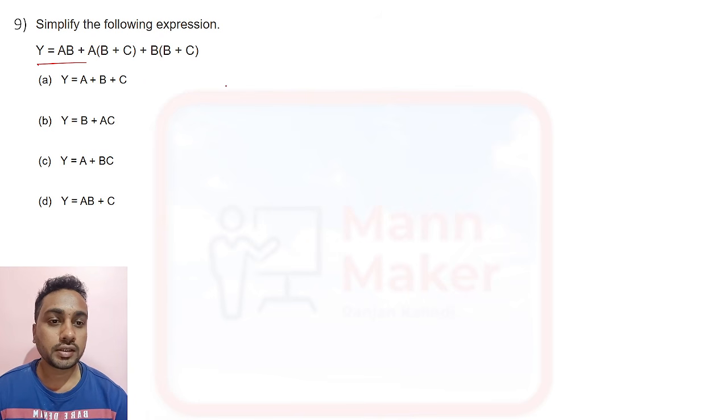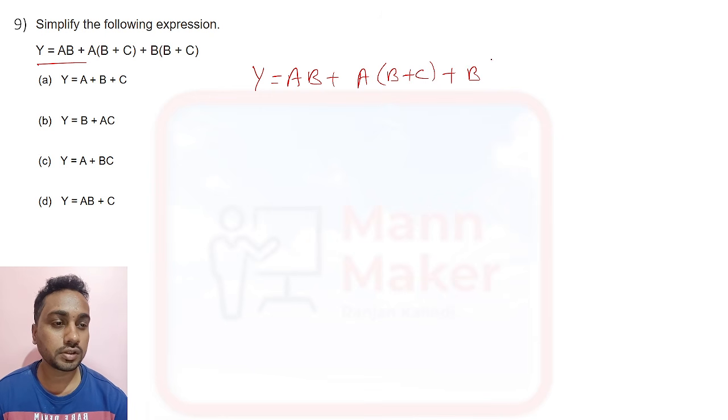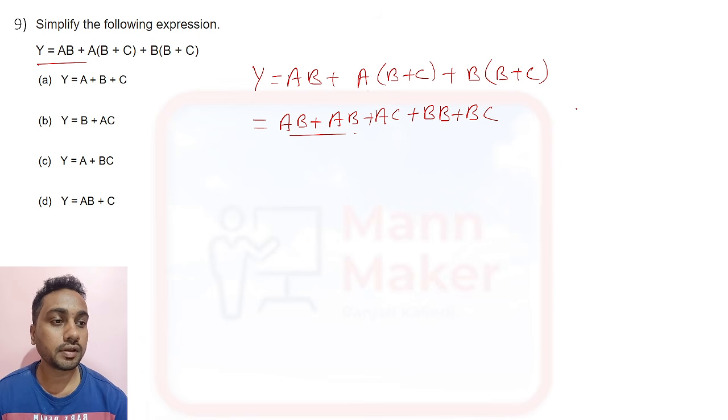Now we have to simplify these things. This is Boolean algebra. The question is from digital, so I think you know about Boolean algebra. So this is B plus C. Now what we will do? We can write AB plus AC, and here we can write BB plus BC. Now this AB and AB: A plus A is what? A plus A is A.